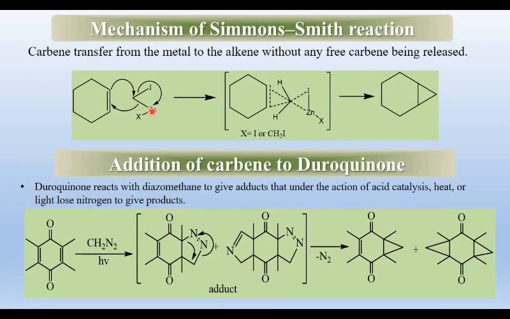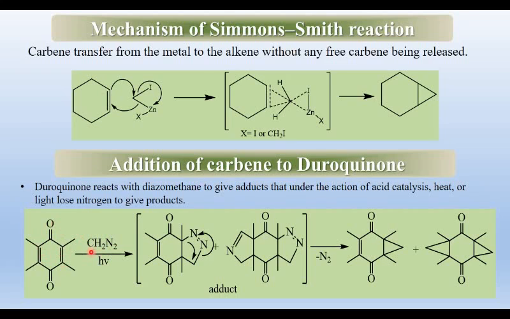Here is a mechanism. Zinc along with iodine and X, where X may be iodine or CH2I, leaves here, and this CH2 or methylene or carbene is added to this double bond in a concerted reaction. Addition reaction of carbene to duroquinone. Duroquinone reacts with diazomethane to give adducts that under the action of acid catalysis, heat or light lose nitrogen as shown in the mechanism to give products.